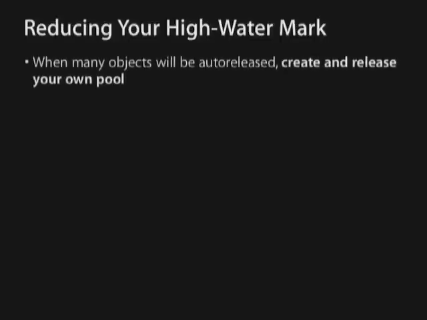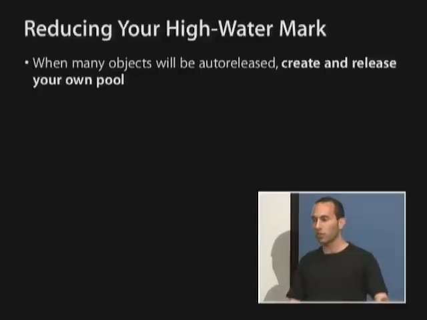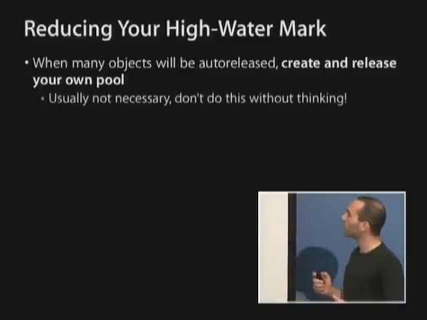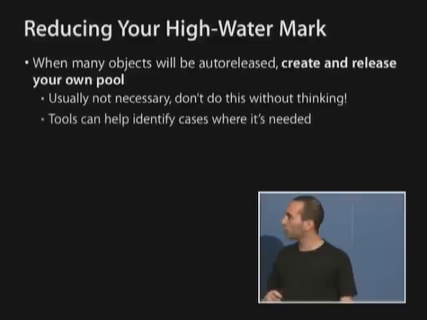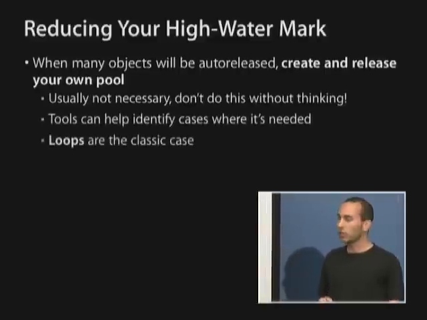So we want to take a look at how do you reduce the maximum footprint of your app? How do you reduce the high watermark, the spike in your memory use? You can create and release your own pool. And we've talked about this before, where you can actually create and release your own pool inside of a loop, so that any of the objects that get auto-released inside that loop will then get released at the end when you release your pool. You don't need to do this frequently, but it may sometimes be useful, and we'll take a look at why and how. And of course, loops is the common case.